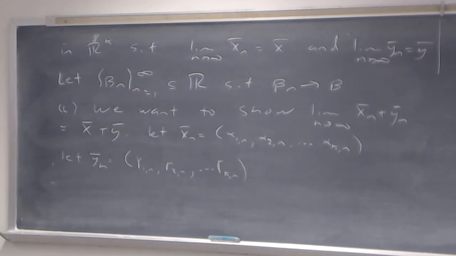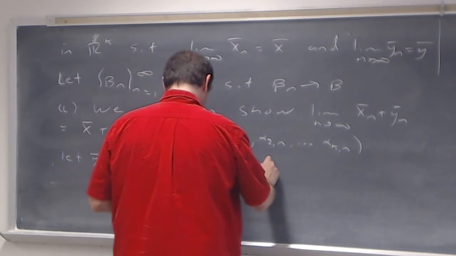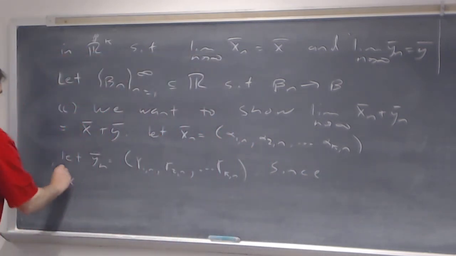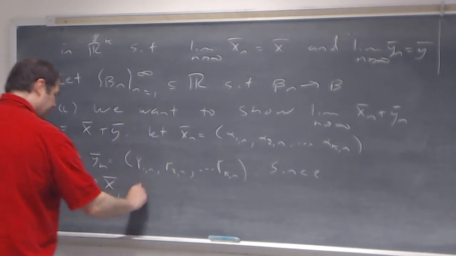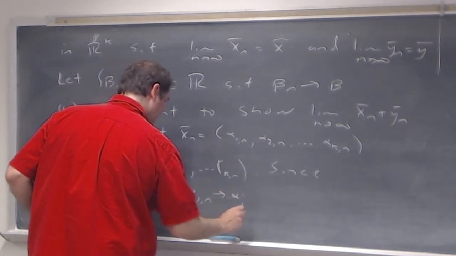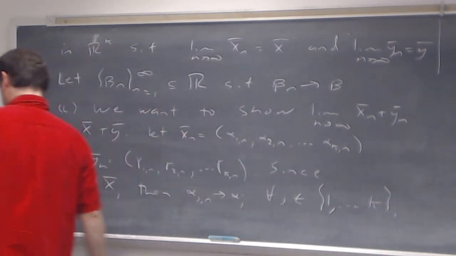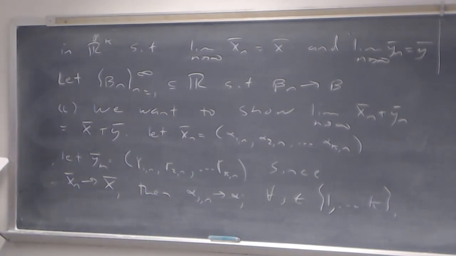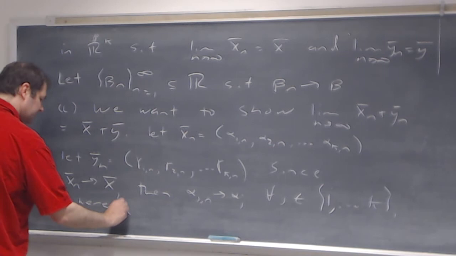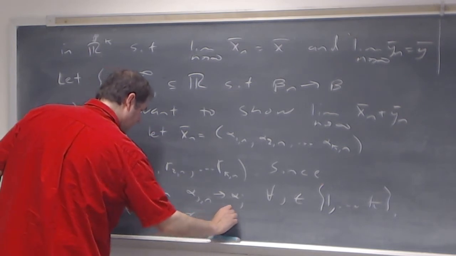Now, here's what I can say. Since x_n converges to x, that says that alpha_{j,n} as a sequence converges to alpha_j, and that's for all j from 1 up to k, by part A, where x bar equals (alpha_1, alpha_2, ..., alpha_k).